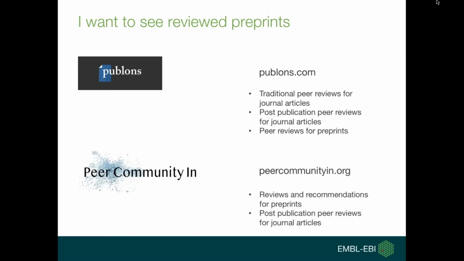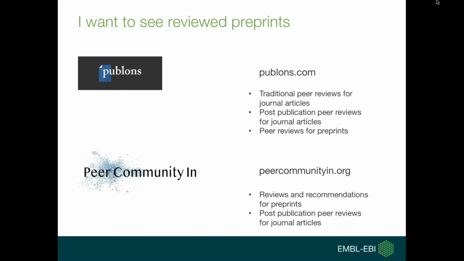Those are Publons and Peer Community In. Publons is a website that provides a place for traditional peer reviews for journal articles. But in addition to that, there might be post-publication peer reviews for both journal articles and peer reviews for preprints. So there are sort of three types of content in Publons.